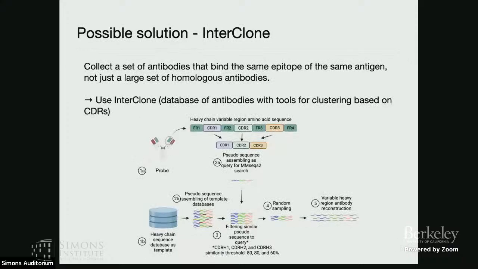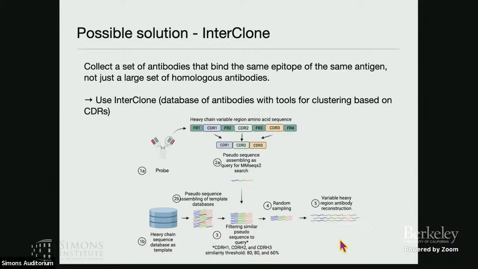So it's not easy to solve this problem, but I'd like to briefly discuss what we are trying and planning, but I cannot present a good solution yet. A key is to use a set of antibodies that bind the same epitope instead of a large set of antibodies. For this purpose, we are planning to use a new database called InterClone being built in our laboratory.